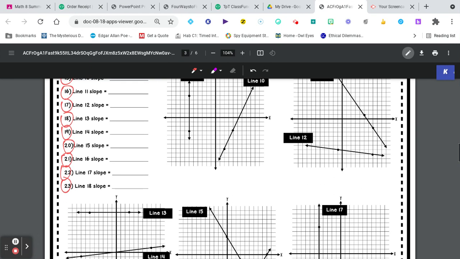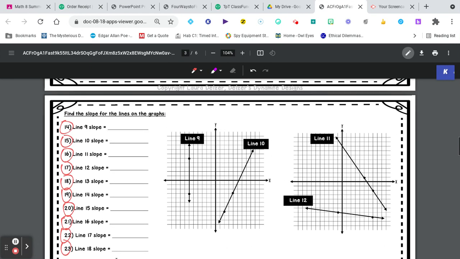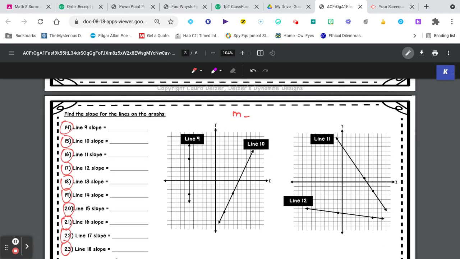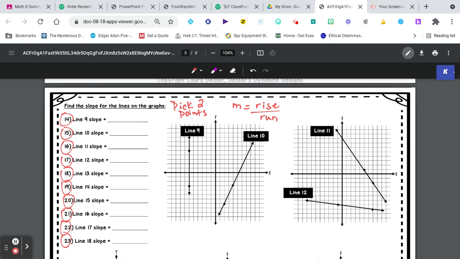Find the slopes. I need you to make sure that you use rise over run on these. And make sure you pick 2 points. Okay. And use rise over run after you draw a right triangle. Well, you should know how to rise and run. Pick 2 points and calculate rise and run.